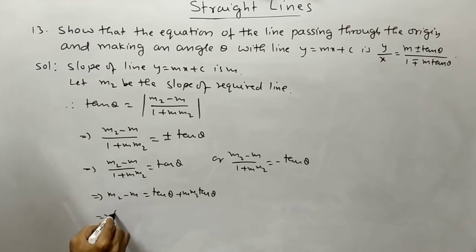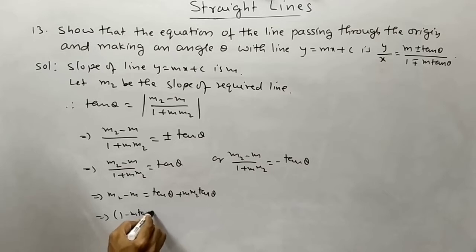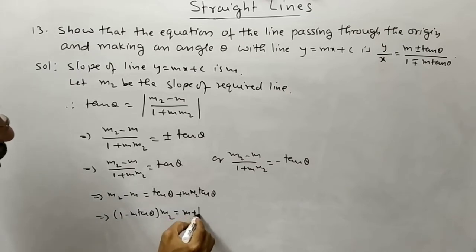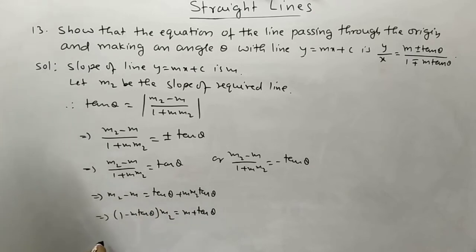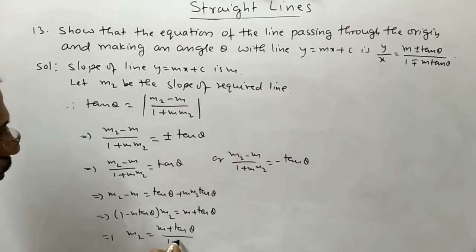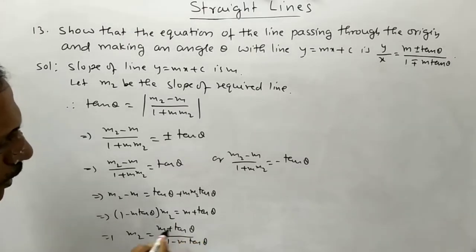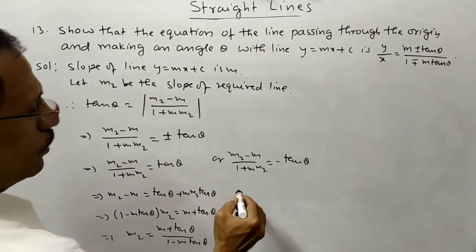This implies m2 minus m is equal to tan theta plus m m2 tan theta. Implies, let us take this tan theta from this side, minus m tan theta into m2, by taking m2 common, is equal to m plus tan theta. This implies m2 is equal to m plus tan theta divided by 1 minus m tan theta.